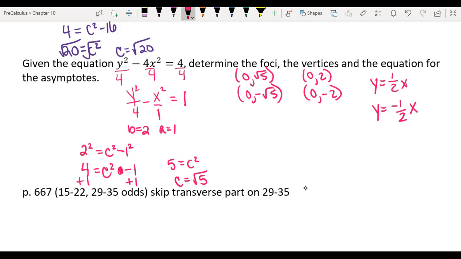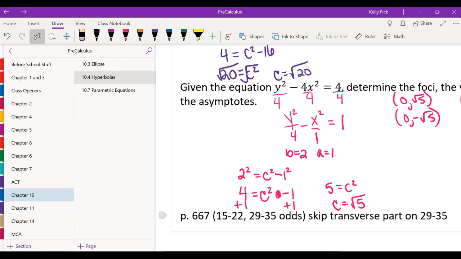All right. So let's look at, what's the first one assigned? 15? If you want to move ahead of us, you can. Otherwise, let's just do a bunch together. We just have to remember when the a and the b switch and stuff like that.